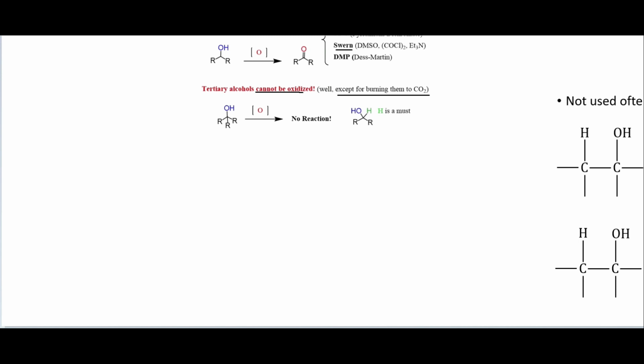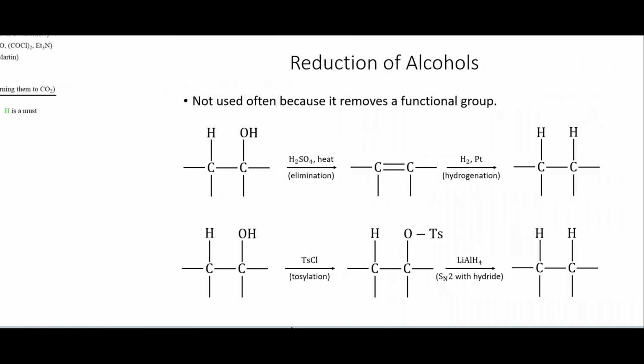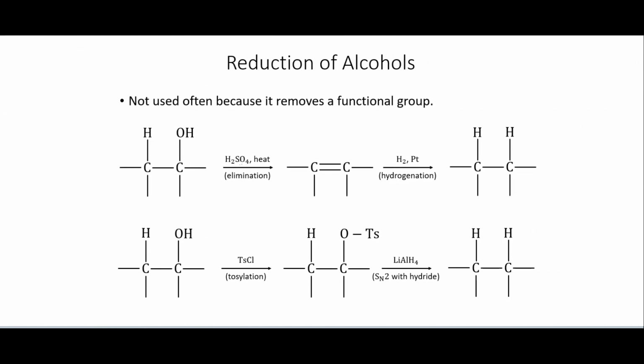And of course, there is also reduction of alcohols. So this is not often used since it removes functional groups, and functional groups are the things that we are interested in when we're trying to do chemistry. So one thing we can do is we can just do an elimination of the alcohol. So we remove this hydrogen and this OH right here. We form an alkene right here. Then we can just do a hydrogenation to turn it into this alkane right here.